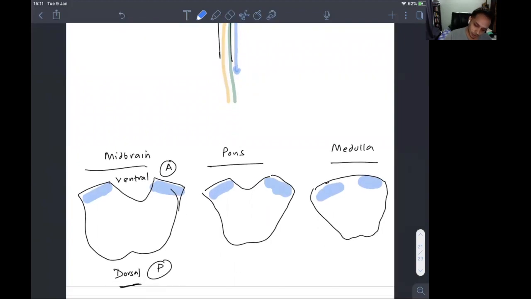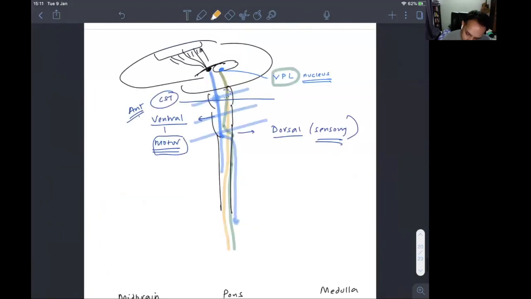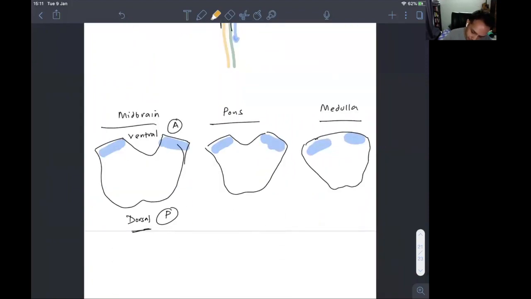Now, what about the lateral spinothalamic, which are shown in orange? So in the lateral spinothalamic, it will be, obviously, as the name suggests, lateral, and it will be lateral in all three.